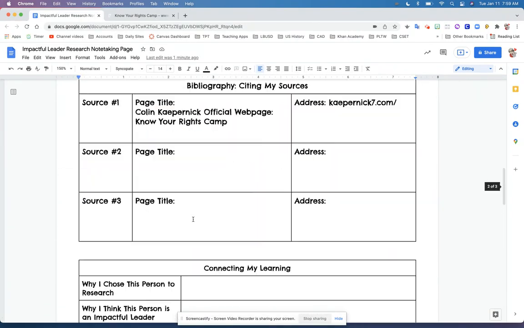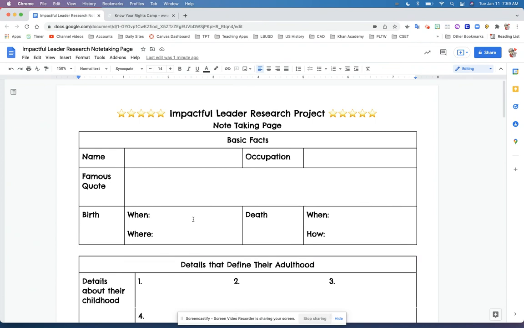All right, so that is our Impactful Leader Research Project. If you have any questions, please make sure you raise your hand and ask. Otherwise, see you at the end.